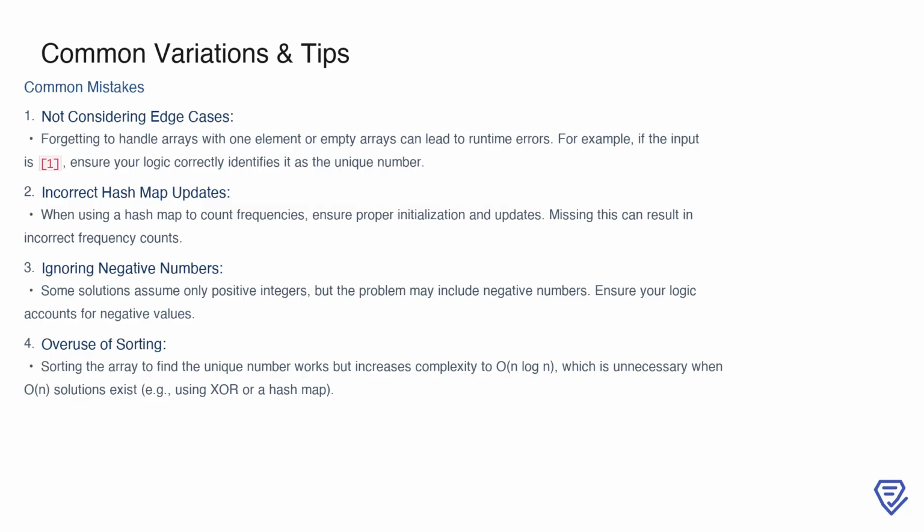to handle them properly. Finally, over-relying on sorting can be inefficient. Sorting the array to find the unique number works, but it increases time complexity to O(n log n), which isn't optimal when O(n) solutions are available, such as those using XOR or hash maps.